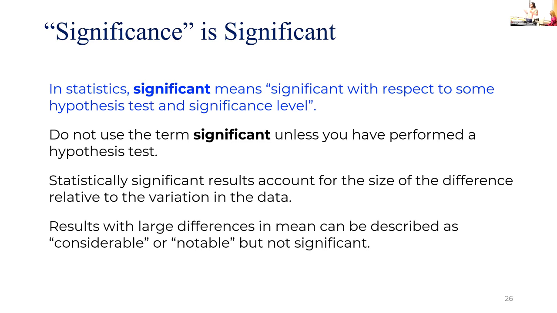People will get confused. They'll go, where's your p-value? You can still describe differences between results, but use words like notable, right? That's a notable trend. That's a considerable difference. It's not significant. Significant means I've done a test, I've got a p-value.